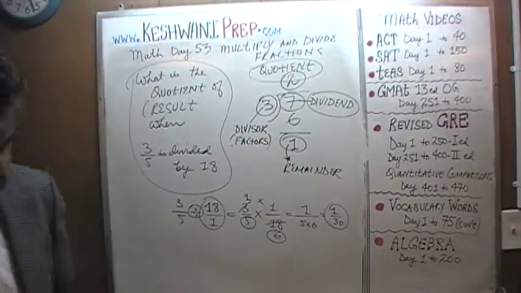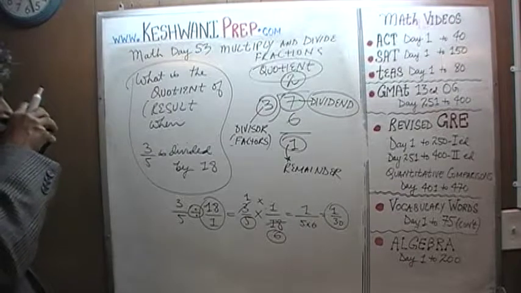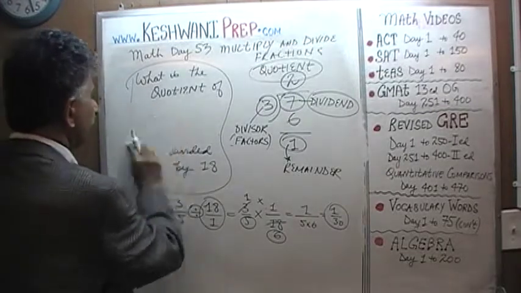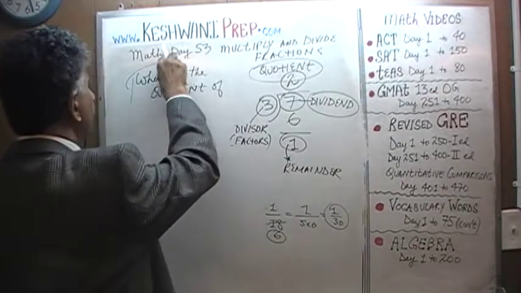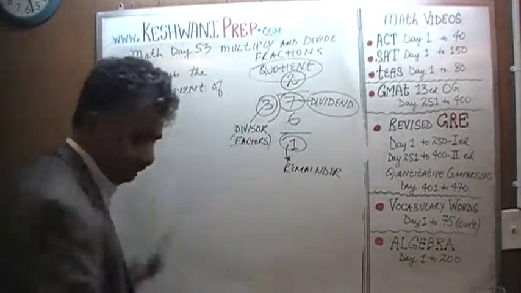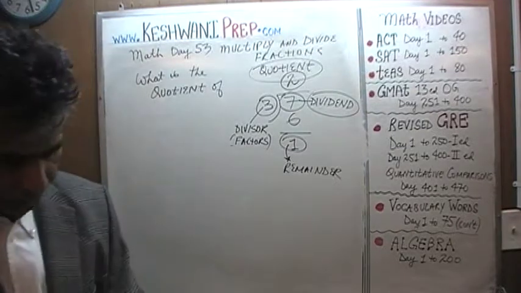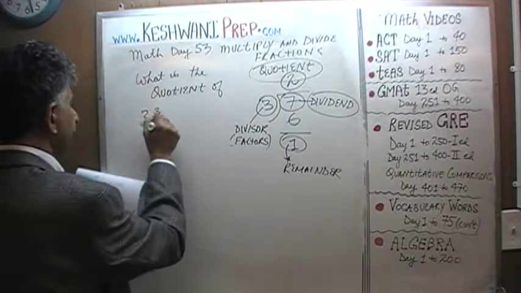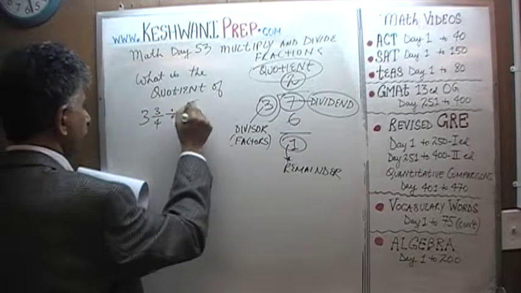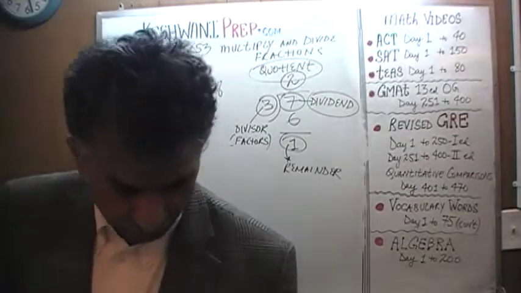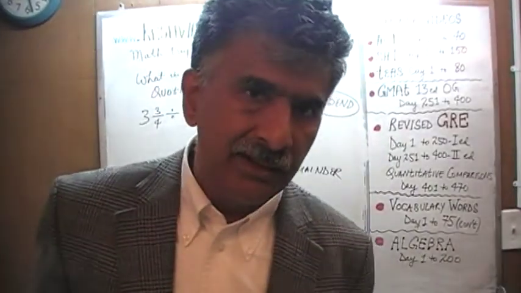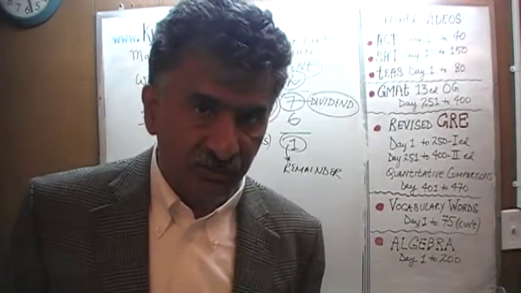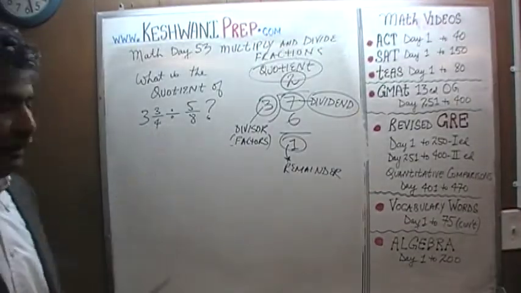Let's do one more, shall we? What is the quotient of 3 and 3 quarter divided by 5/8? Well, now we know what it means. Now it's no longer intimidating. Now it no longer sounds like an alien language. What's the quotient of 3 and 3 quarter divided by 5/8 is the same as saying, what's the result when we divide 3 and 3 quarter by 5/8?